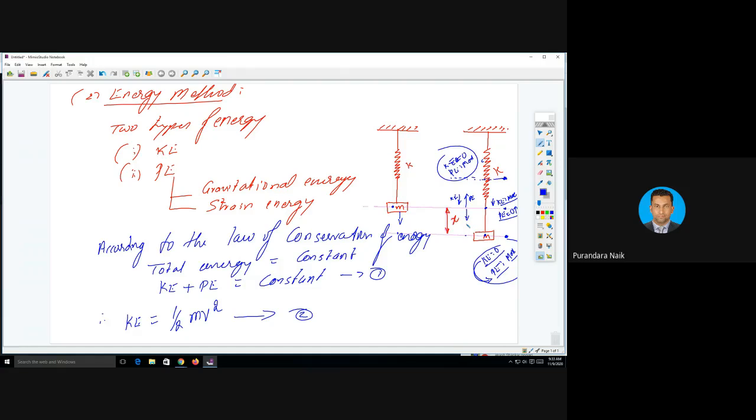At the same time, potential energy will be increasing as you move in the downward direction, and it will reach the maximum value at the extreme end. So this is the transformation of energy from one form to another, kinetic energy to potential energy to kinetic energy. This is the energy concept we are going to consider while deriving the equation for the natural frequency of a vibrating body.